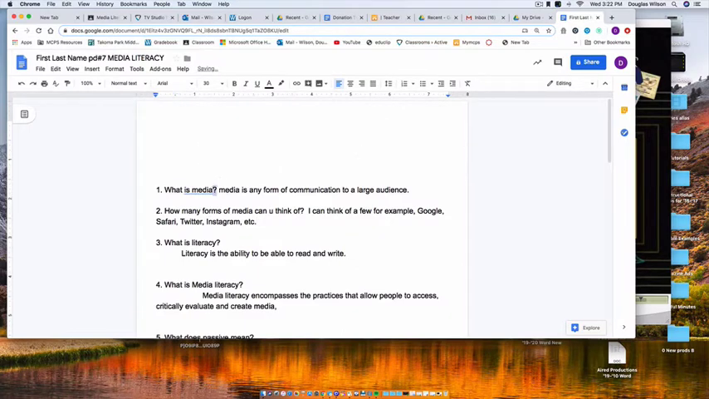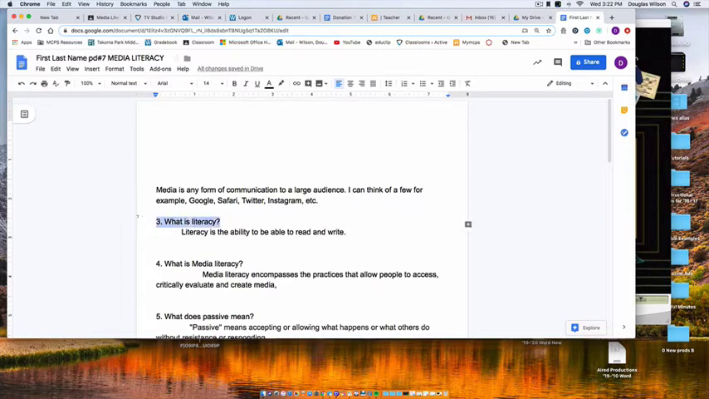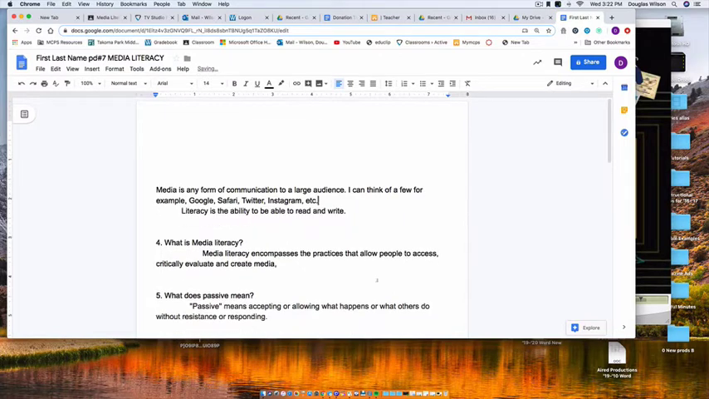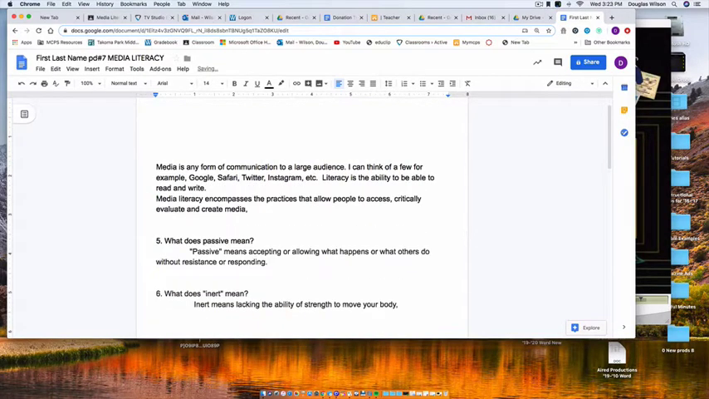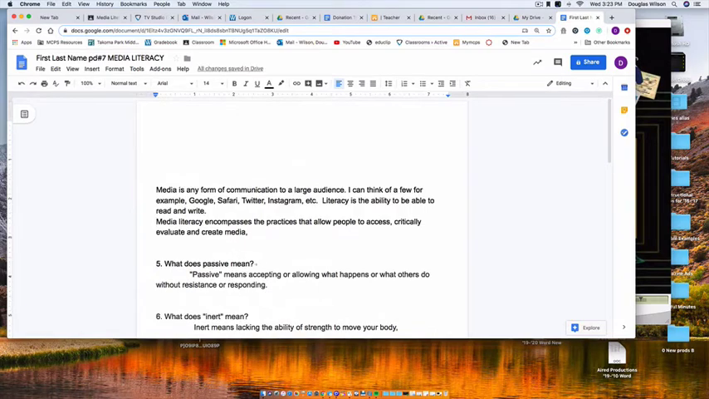So you're going to delete all of the questions. Now, this needs to be capitalized, obviously. What is literacy? You're going to take that out and you're going to put it all together like a paragraph. So I'm going to get rid of all of the questions that this student has, and I'll fast forward through all that.